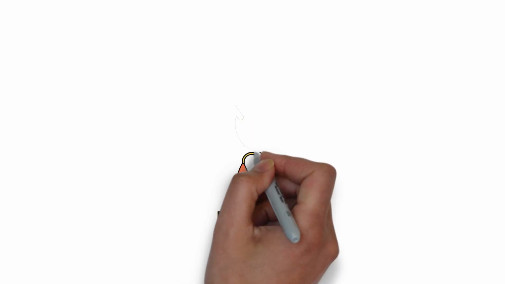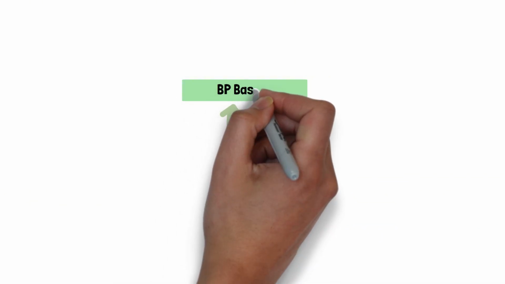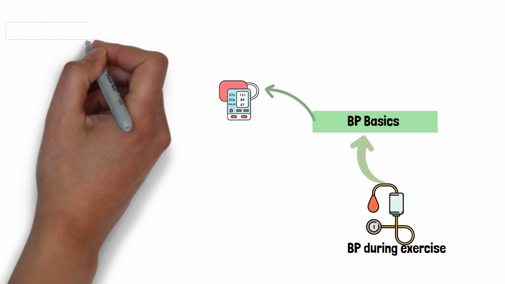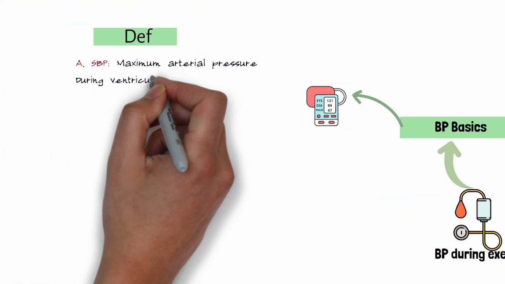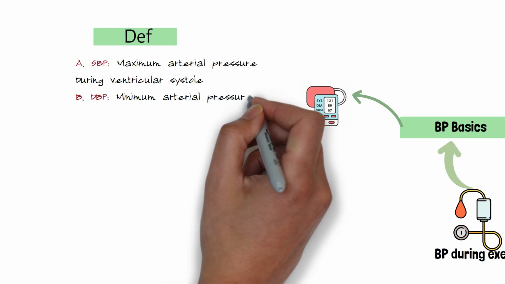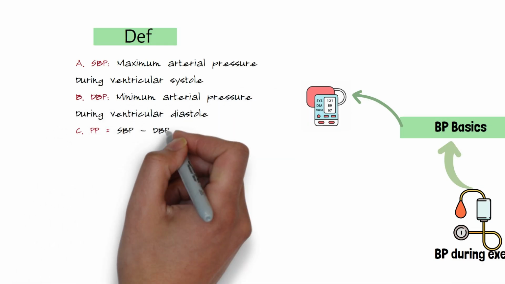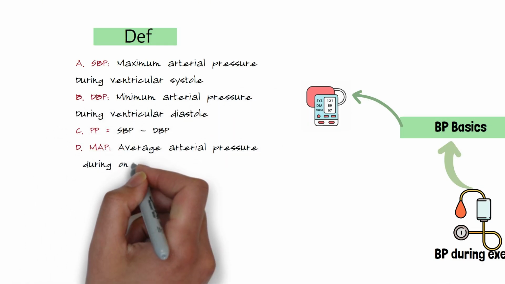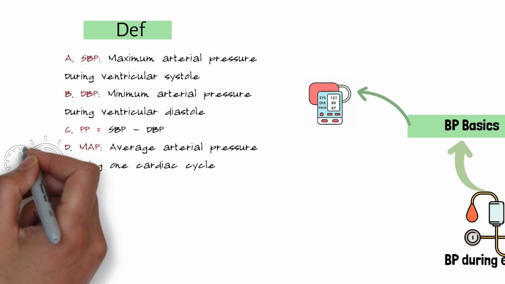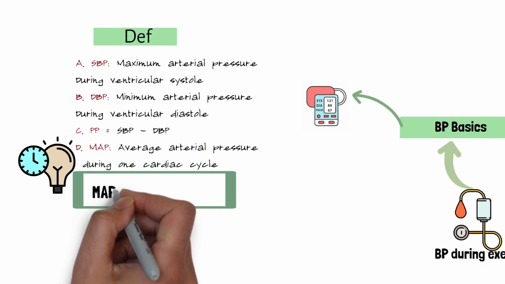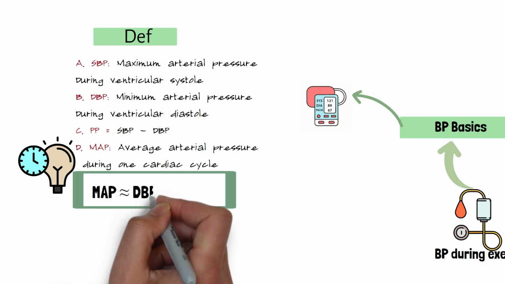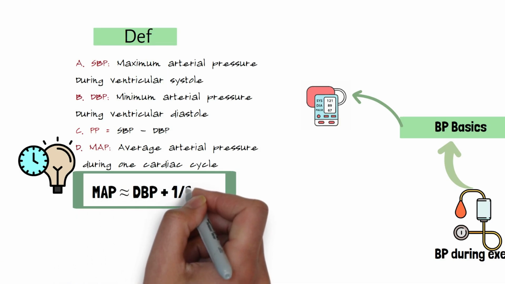Now we reach the final part of our MemoMap. Let's recap together. Today we talked about the change of blood pressure during exercise. First, we started with the basics of blood pressure, and we discussed the systolic, diastolic, and average pressures. Remember that the average pressure is estimated by the diastolic plus 1/3 pulse pressure.